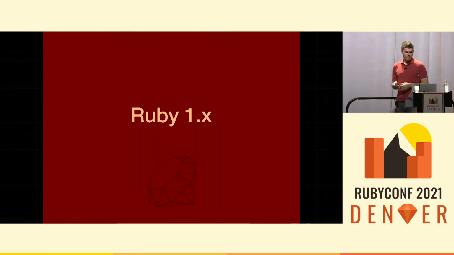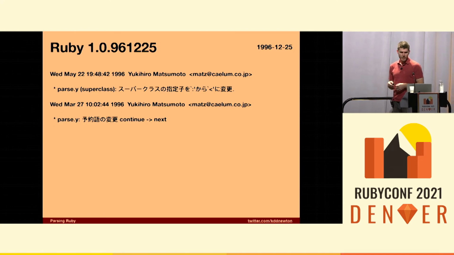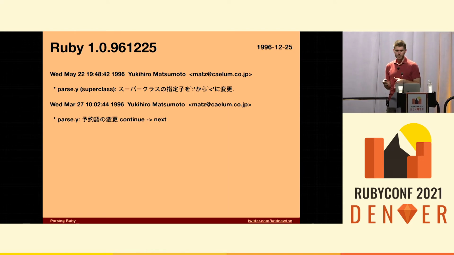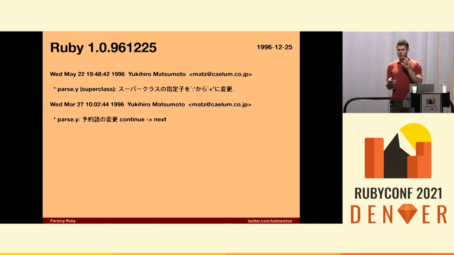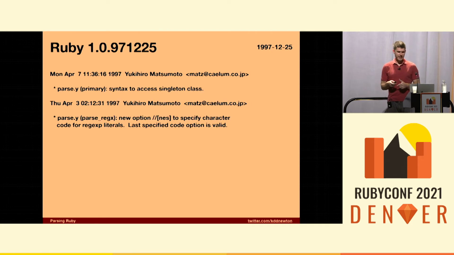After a while, I guess we got up to Ruby 1.0. Ruby 1.0 started looking more and more like Ruby. The superclass syntax went from being a colon like C++ to a less than that we recognize in Ruby today. The continue keyword went from being continue to next, which we also recognize from Ruby today. They added syntax to access the singleton classes.